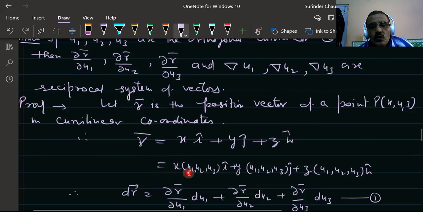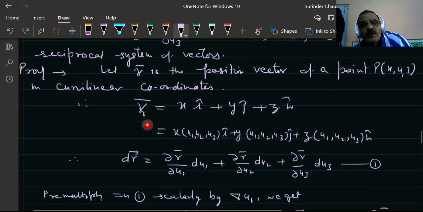So x is a function of u1, u2, u3, and so are y and z: r = x(u1, u2, u3) i + y(u1, u2, u3) j + z(u1, u2, u3) k. Now, the total derivative of this vector r is dr = ∂r/∂u1 du1 + ∂r/∂u2 du2 + ∂r/∂u3 du3.